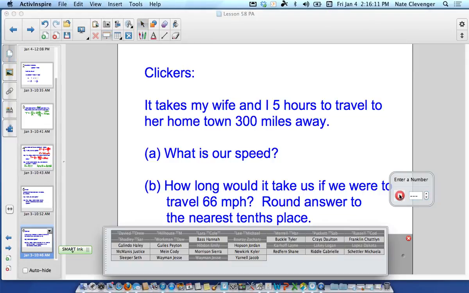How long would it take us if our average speed was 66 miles per hour instead? Round your answer to the nearest tenth. If you need a calculator to do that real quick, I don't want everybody to run up and get a calculator, but try to get it set up there. Because you're looking for how long, so you're looking for time. Time is equal to distance over rate. So the distance is the same, but your rate is now 66 miles an hour. Rounded to the nearest tenth.